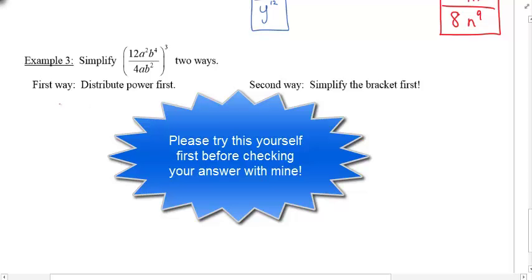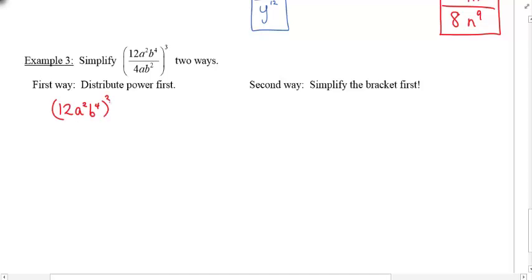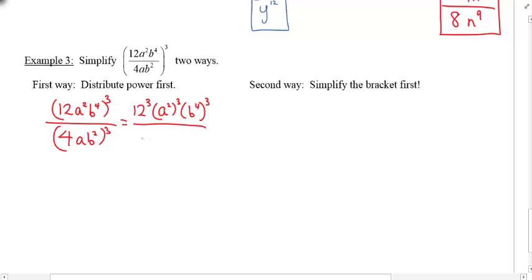First way, distribute the power first. So 12a squared b4 cubed all over 4ab squared cubed. Which means we cube every single thing inside. Cubed. Cubed. Same with the denominator. Cubed. A cubed. Cubed. Then we'll ask you to evaluate. So 12, well, that's 12 times 12 times 12, 1,728.